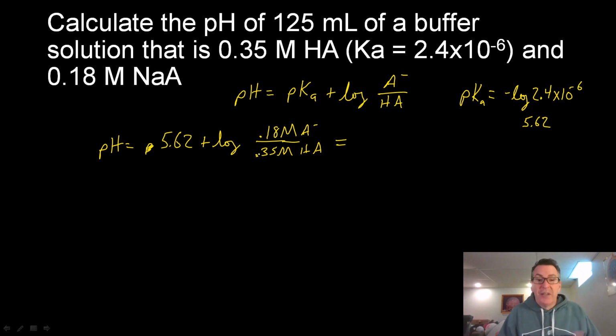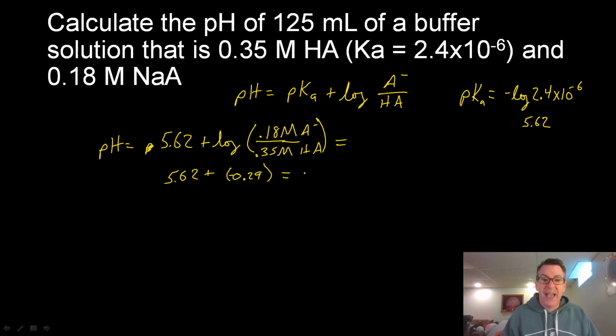All right, so depending on your calculator, you may need to stick some parentheses around that so it gets that ratio. The way I work this on my calculator, I have an older calculator, I take the 0.18 divided by 0.35 first. I hit equals, then I take the log of that. Make sure you don't change the sign on that. In this particular case, we've still got the 5.62 plus the log of our ratio here, which is negative 0.29. So I'm going to add a negative 0.29 to this, and that gives me my pH of 5.33. And there's my answer. All right, to get the pH.